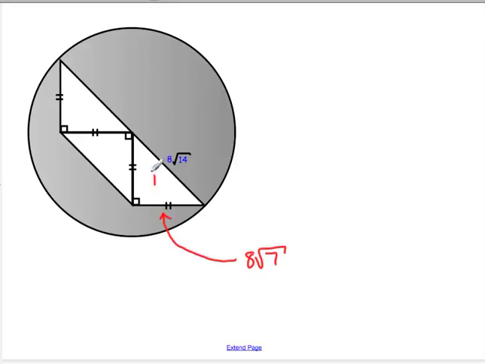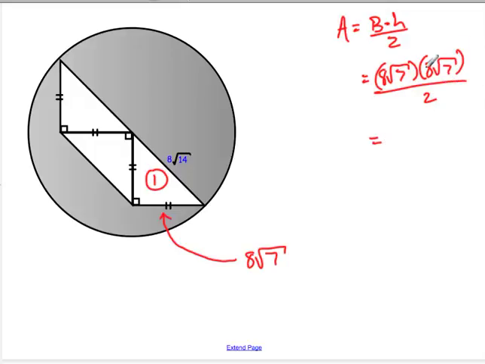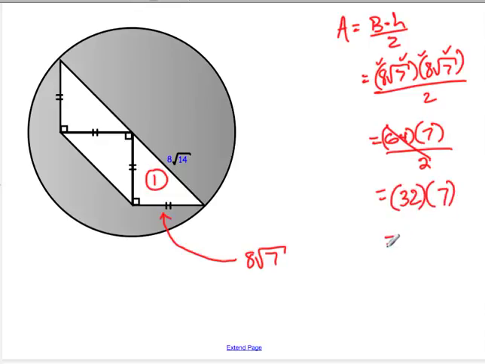So this triangle, we'll call it triangle 1, has an area of base times height over 2, which is 8 times the square root of 7 times height, 8 times the square root of 7, all over 2. Okay, so let's see, 8 times 8 is 64. Square root of 7 times the square root of 7 is 7, all over 2. 64 over 2 reduces to 32 times 7. 32 times 7 is 224. So triangle 1 has an area of 224.